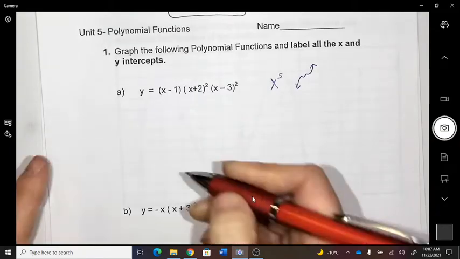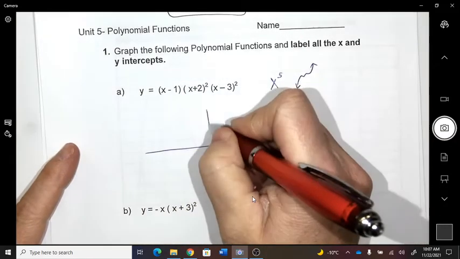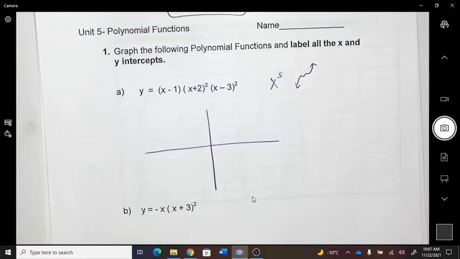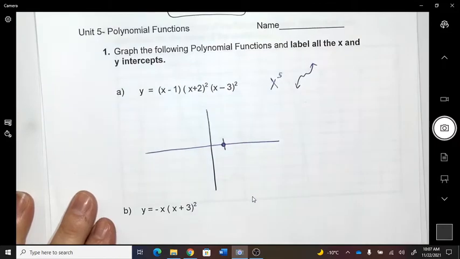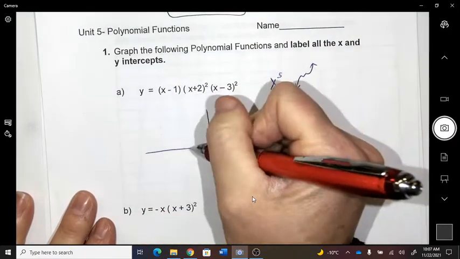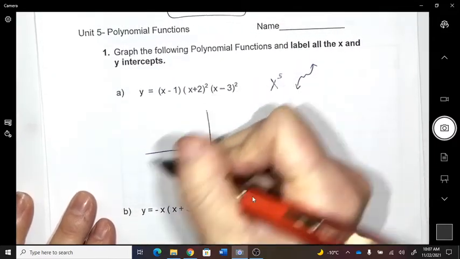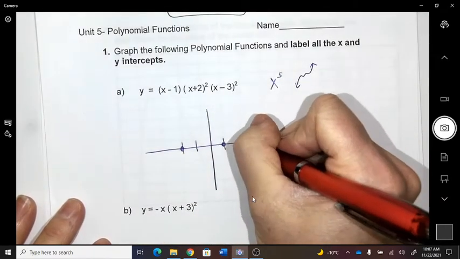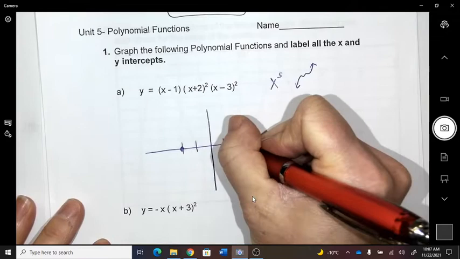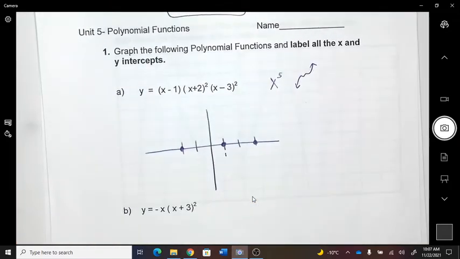Okay, let's graph our x-intercepts. So positive 1, negative 2, and positive 3. As long as you have that labeled 1, then I know what your tick marks are representing, right? You just need some kind of label.